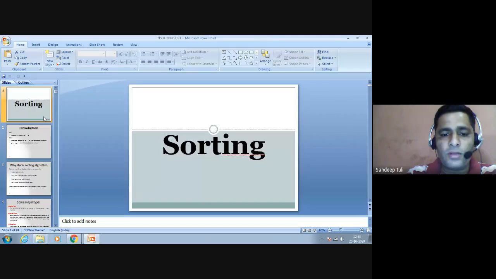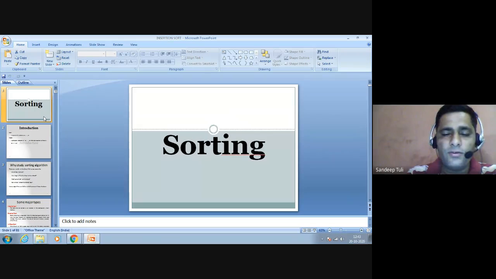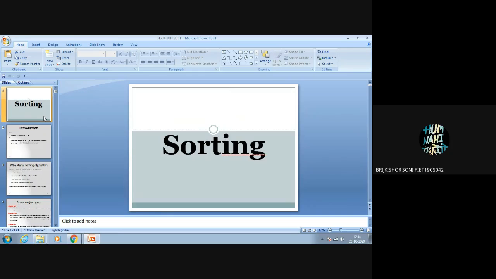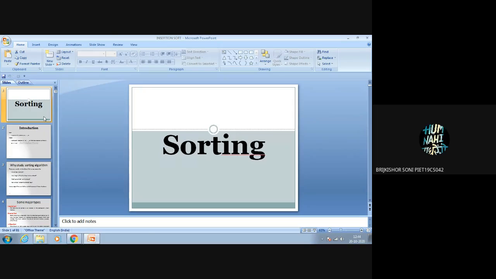Now coming on to the sorting part. What is sorting? Arranging the elements either in ascending or descending order. Arranging the values either in ascending or descending order of a given array or a list. And we have also done the bubble sort algorithm for sorting, and we have made the program also. Yes, sir. Bubble sort.